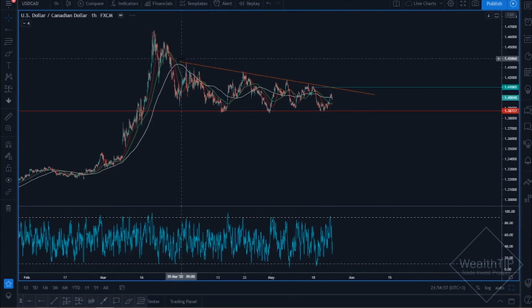Now, bear in mind, if we do have a break outside of this downward sloping trend line, then we have a confirmed run to see the market potentially test back all the way up over to these highs over here.